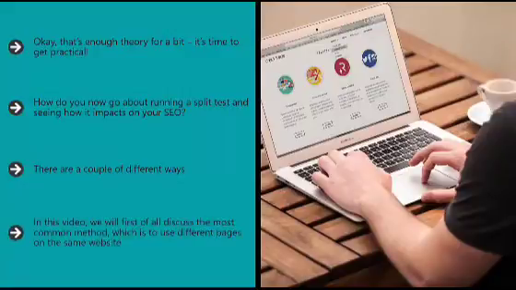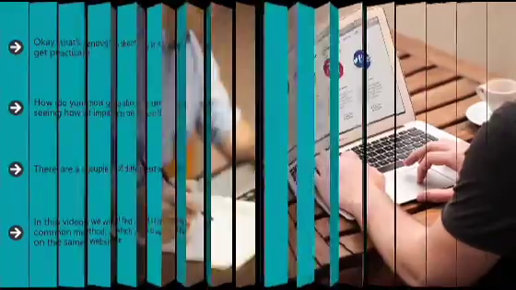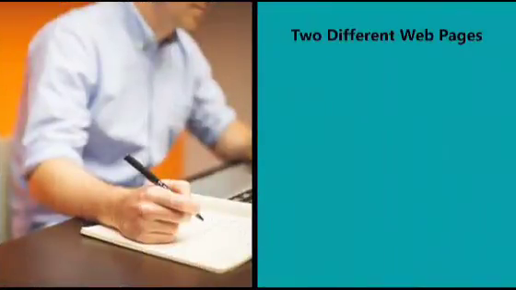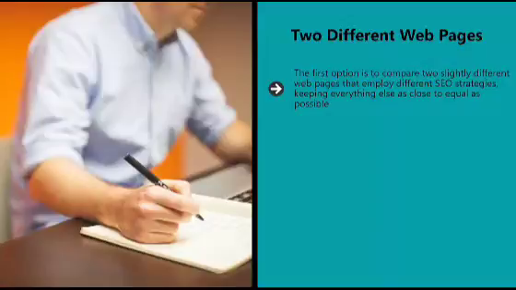In this video, we will first of all discuss the most common method, which is to use different pages on the same website. Two different web pages. The first option is to compare two slightly different web pages that employ different SEO strategies, keeping everything else as close to equal as possible. More accurately, you will compare two groups of different pages.